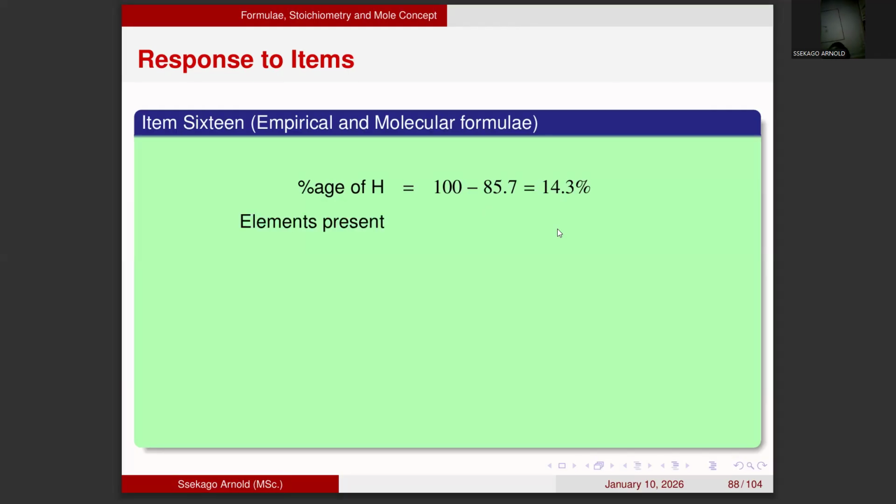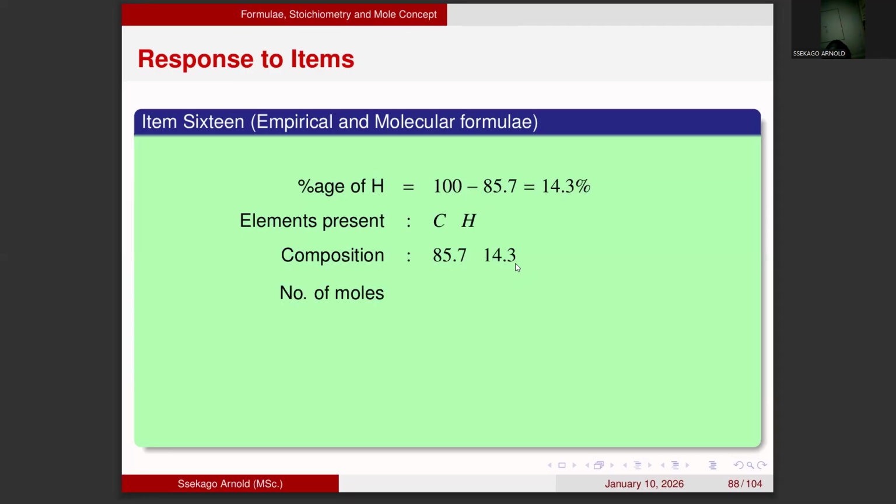Step 1, we write the elements present. In this case, we have carbon and hydrogen. Step 2, write the percentage composition of each of the elements. That of carbon is 85.7 and that of hydrogen is 14.3. Step 3, calculate the number of moles. To calculate the number of moles, you divide the composition by the relative atomic masses.